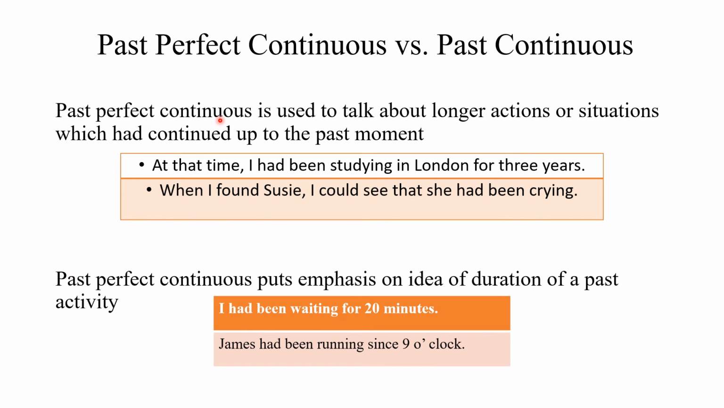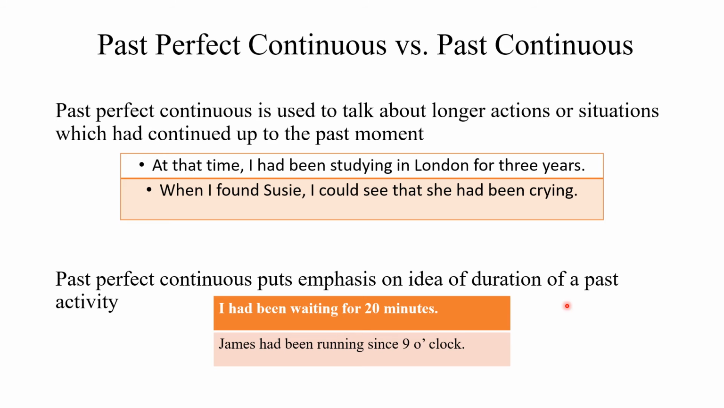Let us have a comparison of the past perfect continuous tense and the past continuous tense. As we know, both past continuous and past perfect continuous tense can be used to talk about actions or situations that were in progress at a certain point in time in the past. While the past continuous tense merely shows continuity, the past perfect continuous tense also puts an emphasis on the idea of duration. It's mainly used to indicate the duration of a past activity or a state.